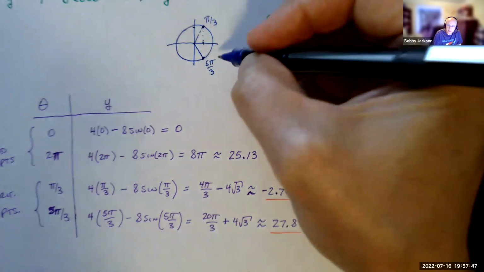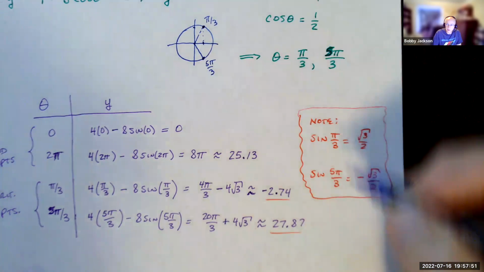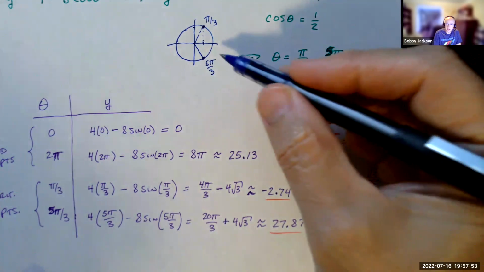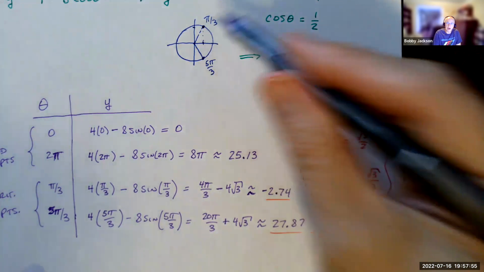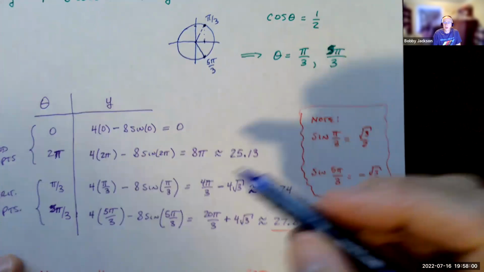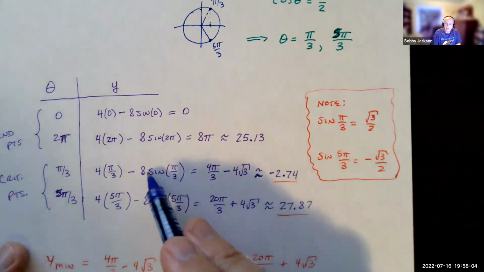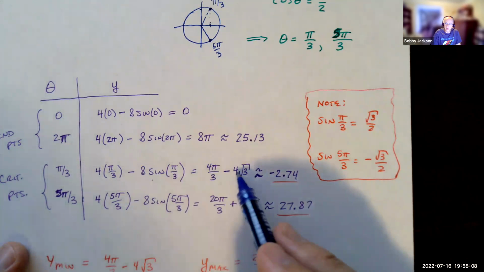Sine of 5 pi over 3, down here, the y coordinate, right, is the sine. It's negative square root of 3 over 2. So make sure you note that distinction, right? Sine of pi over 3 is positive square root of 3 over 2. Sine of 5 pi over 3 is negative square root of 3 over 2. So when I plug it in at pi over 3, this is square root of 3 over 2. 8 times the square root of 3 over 2. The 2 divides into the 8 4 times. I get 4 square root of 3.